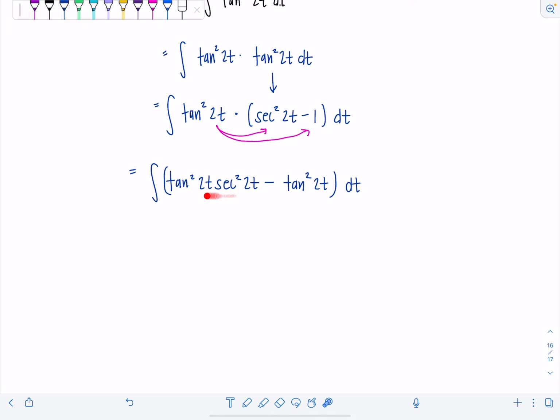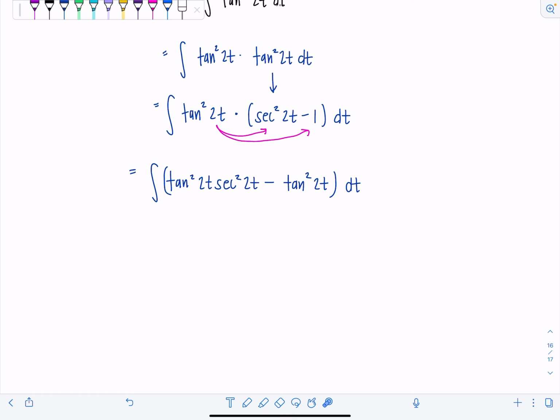I can evaluate this using u substitution. I'm going to let u be just tangent 2t. Not tangent squared, just tangent 2t. Because the derivative of tangent 2t would be 2 secant squared 2t. So we're in business. Perfect. What about this? Not good. So what we're going to do is, again, replace this with secant squared 2t minus 1.